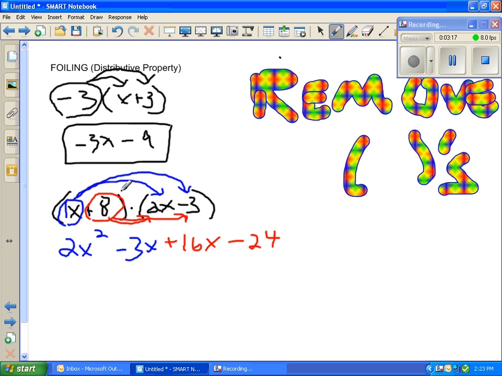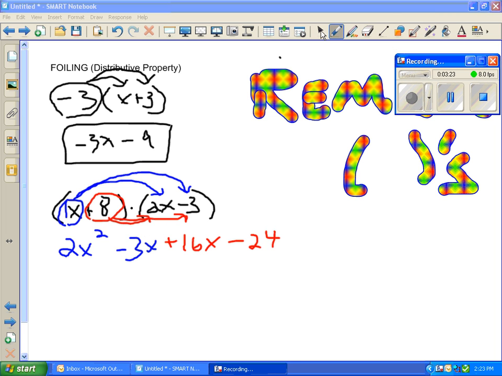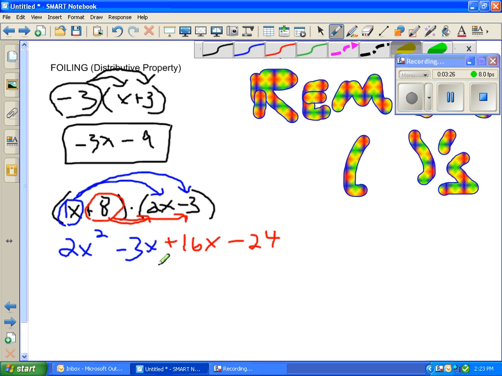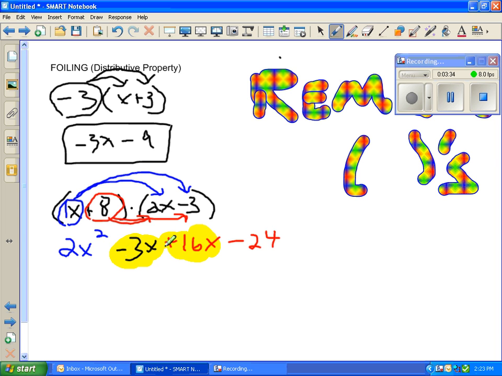We just distributed. But we should always look to combine like terms. In this case, we've got two lovely like terms. Here we go. We have these -3x's, then here we have 16x's. So we have a positive 16 and a -3. If we combine those together, they work against each other. 16 minus 3 is 13. So it's 13x.